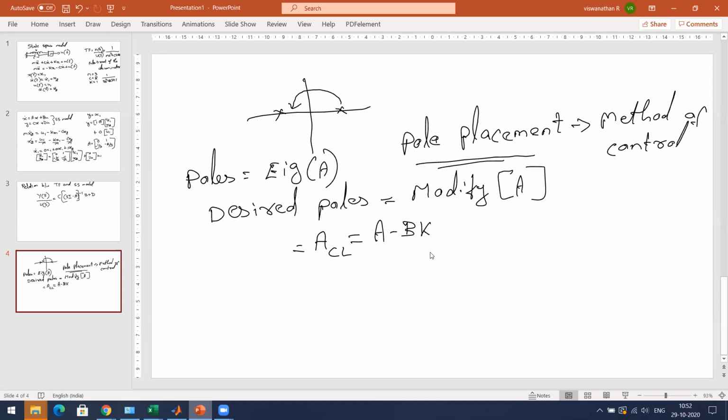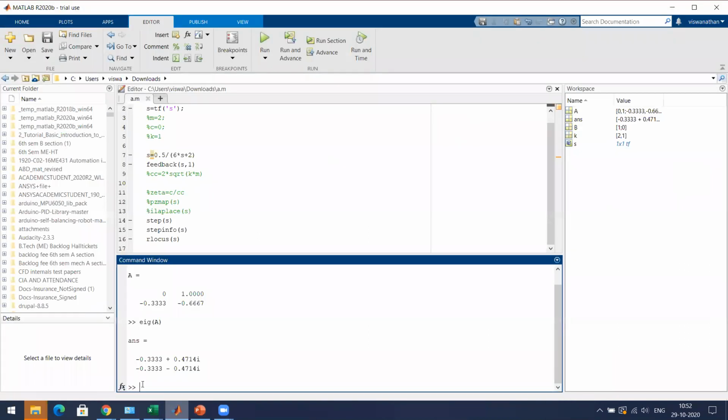Suppose you have an A matrix, I am changing the A matrix now. Suppose the A matrix is 0 1 2 minus 1. Now we'll just quickly go to MATLAB and give this matrix. A is equal to 0 1 2 minus 1. Now the eigenvalues of this are 1 and minus 2.